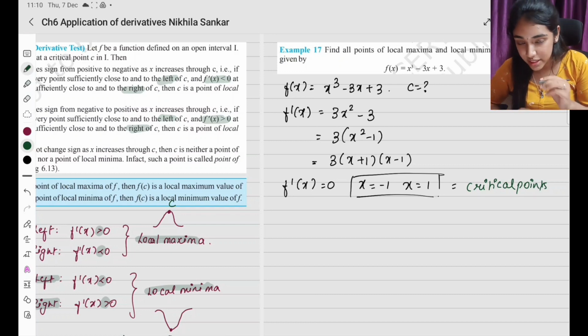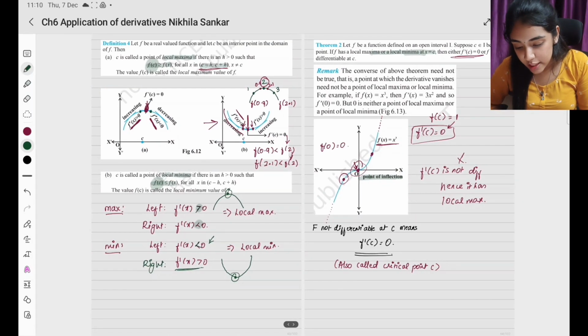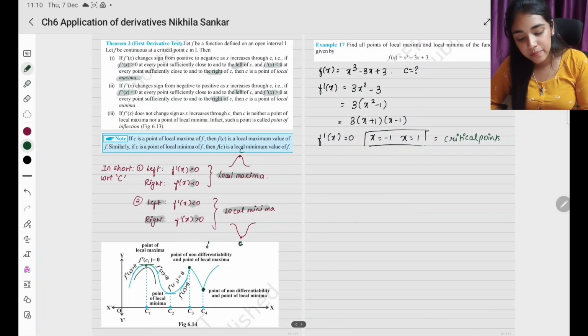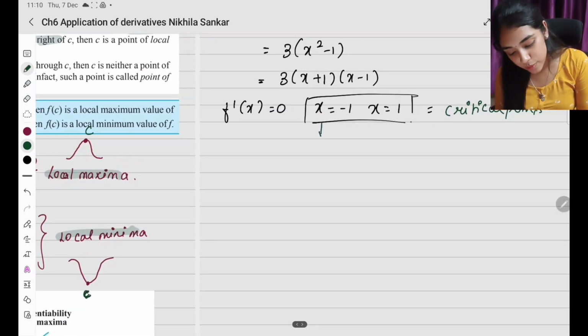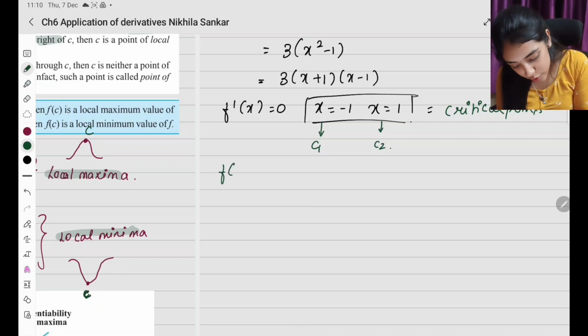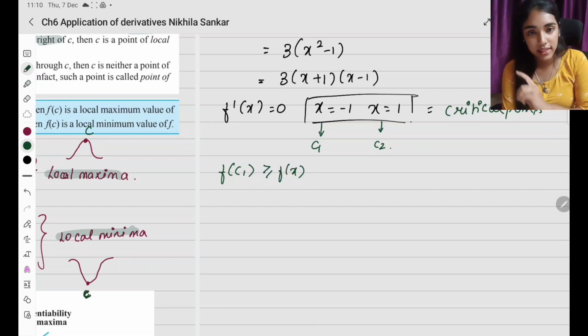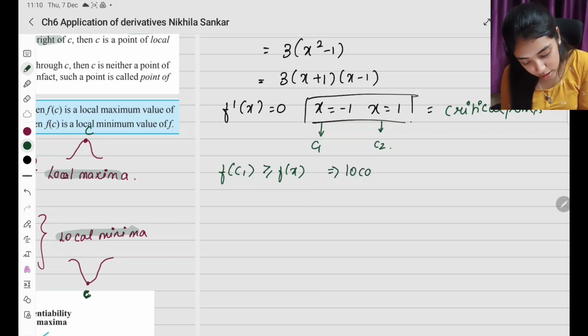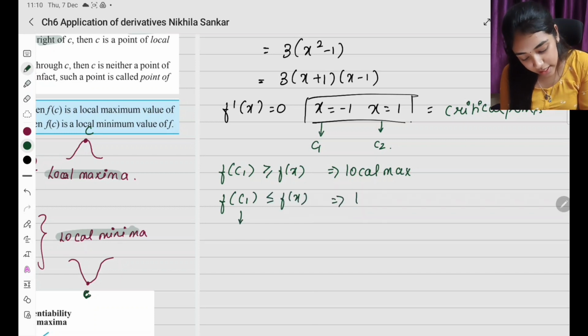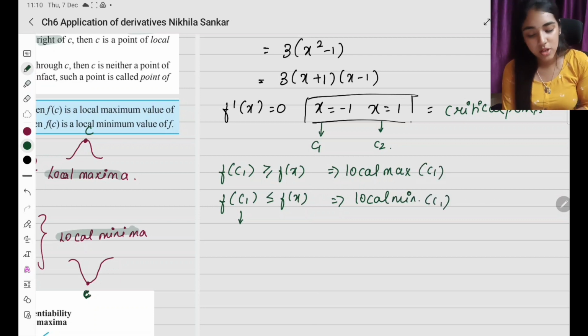For that I am going to use the first derivative test. So I am going to use this particular theorem. You see definition 4 here. I am going to use this particular definition, where, if this is going to be my point C1 and this is going to be my point C2, what do I have to find for C1? I have to see if f of C1 is greater than or equal to f of x at all the other points, then this is the local maxima. Or if f of C1 is less than or equal to f of x at the nearby points, then it is the local minima. Okay, so C1 is the local maxima or C1 is the local minima.